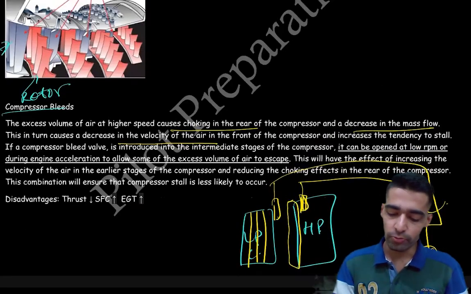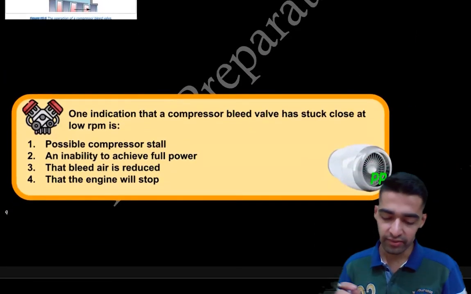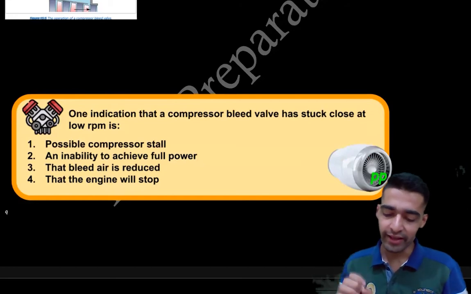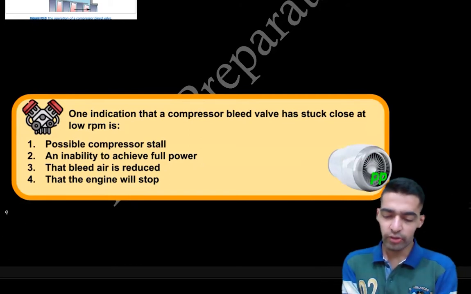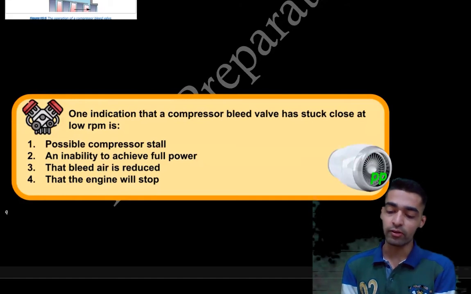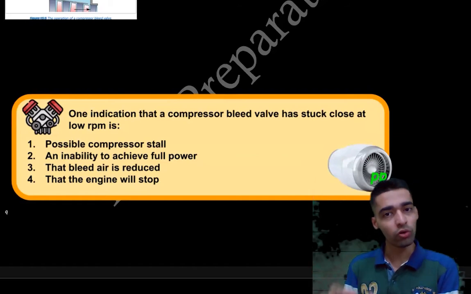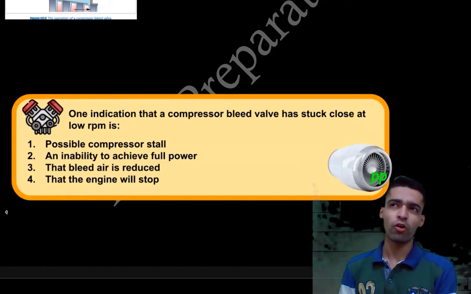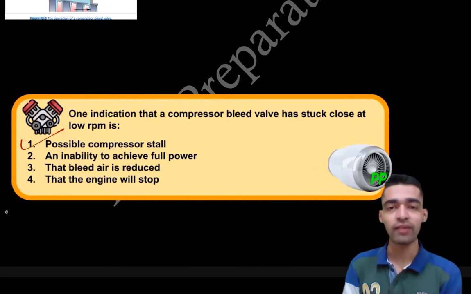Now let's look at one of the numericals. One indication that a compressor bleed valve has stuck closed at low RPM is: first, possible compressor stall; second, an inability to achieve full power; third, that bleed air is reduced; fourth, that the engine will stop. Think and answer. Good question. So an indication that a compressor bleed valve has stuck closed at low RPM. That means the bleed valve got closed at low RPM. What could be the reason for that? The reason could be a possible compressor stall. That is the answer.